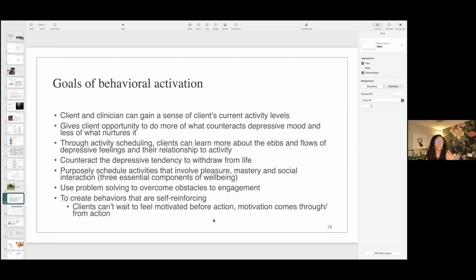Pleasure, mastery, social interaction. It's really important that those three components of well-being are a part of the kinds of activities that we're scheduling with clients. Behavioral activation also calls up a client's ability to problem solve, to overcome obstacles to engaging. And you also want to help clients create behaviors that are self-reinforcing.